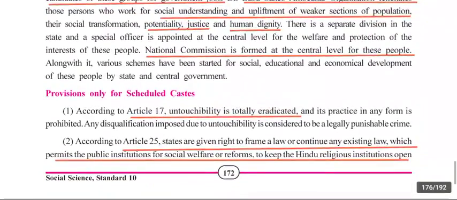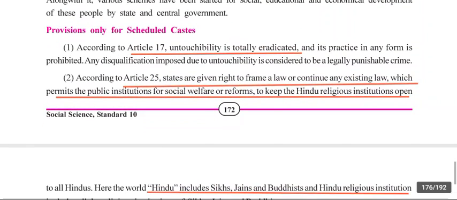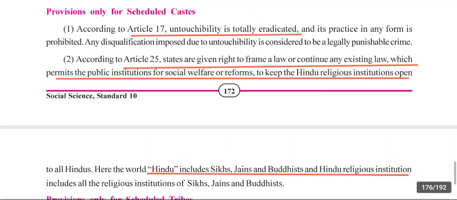This time I'm going to start with provisions only for scheduled castes. According to Article 17, untouchability is totally eradicated. In a sense, scheduled castes are the castes which were considered untouchable once upon a time in India. So, to raise the economic and social level of those untouchables, the lowest of the lowest classes of India, they were given the rating of a scheduled caste so that they could be developed economically.